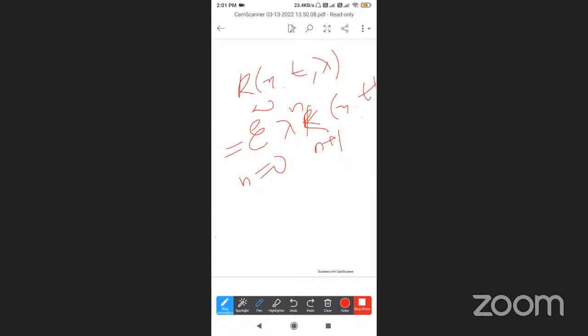N is equal to 0. What happened is called k1 of x comma t. The first one is k1 of x comma t, plus next time is lambda into k1 of x comma t. So we continue this way.